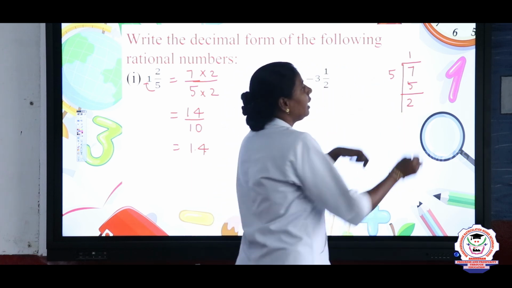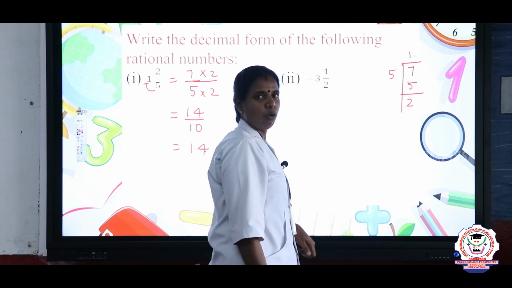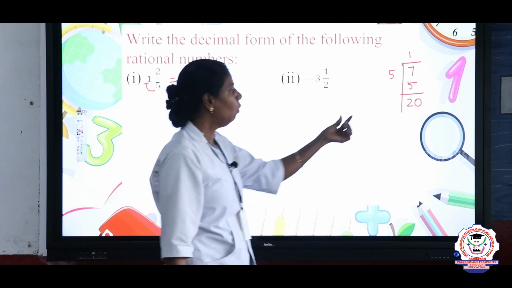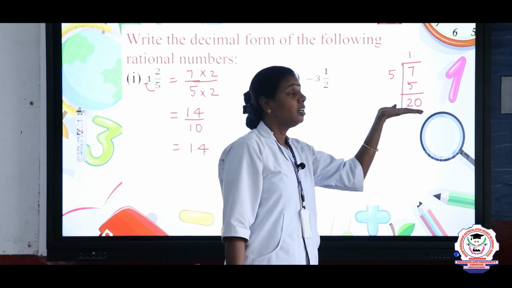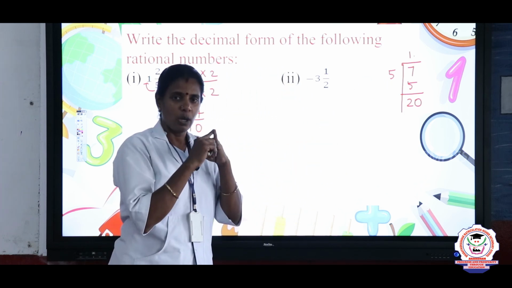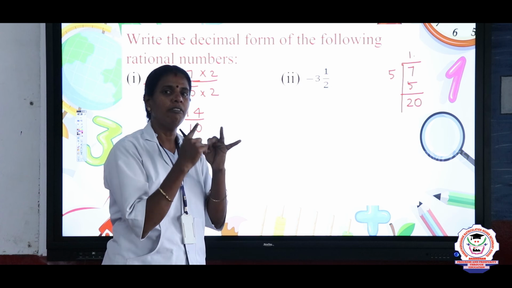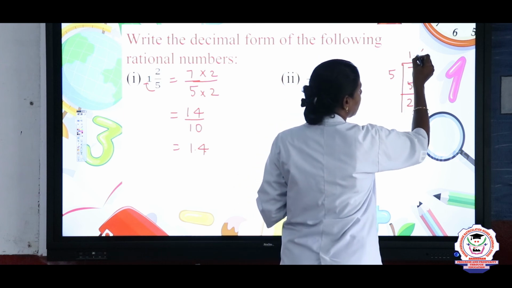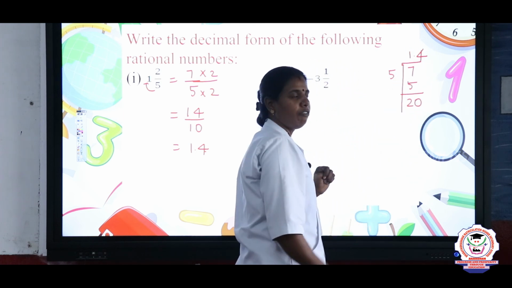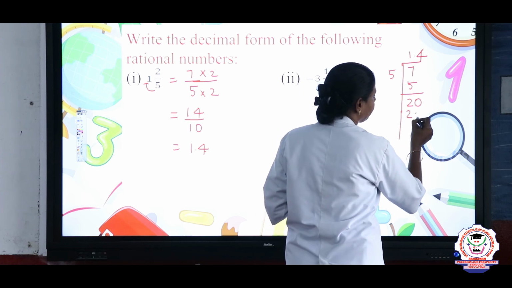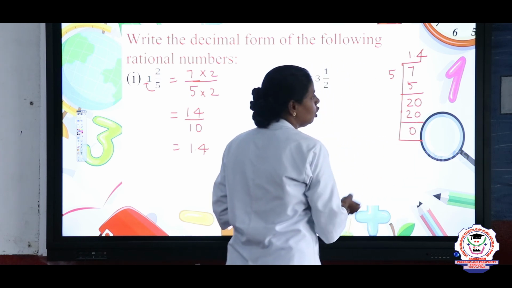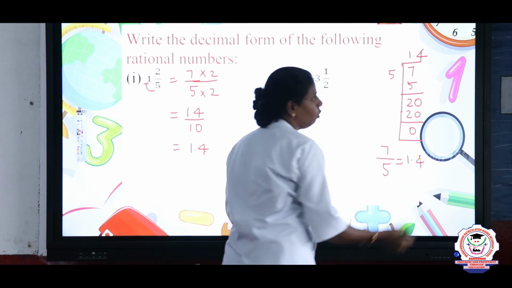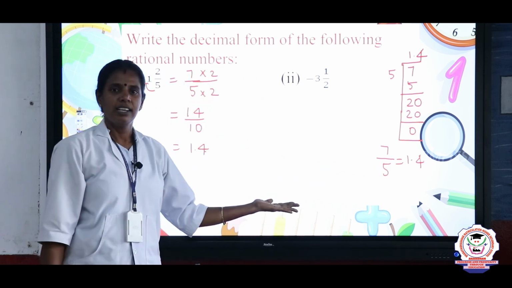Now when we keep a decimal point in the quotient, we can include a 0 in each step, right? Now this 2 becomes 20. So 20, how many times in the 5 table? 5 1s are 5, 5 2s are 10, 5 3s are 15, 5 4s are 20. So 4 times. First we need to write it in the quotient. 5 4s are 20. So the remainder is 0. We converted this 7 by 5 as a decimal number, 1.4. So in both methods you will get the same answer.